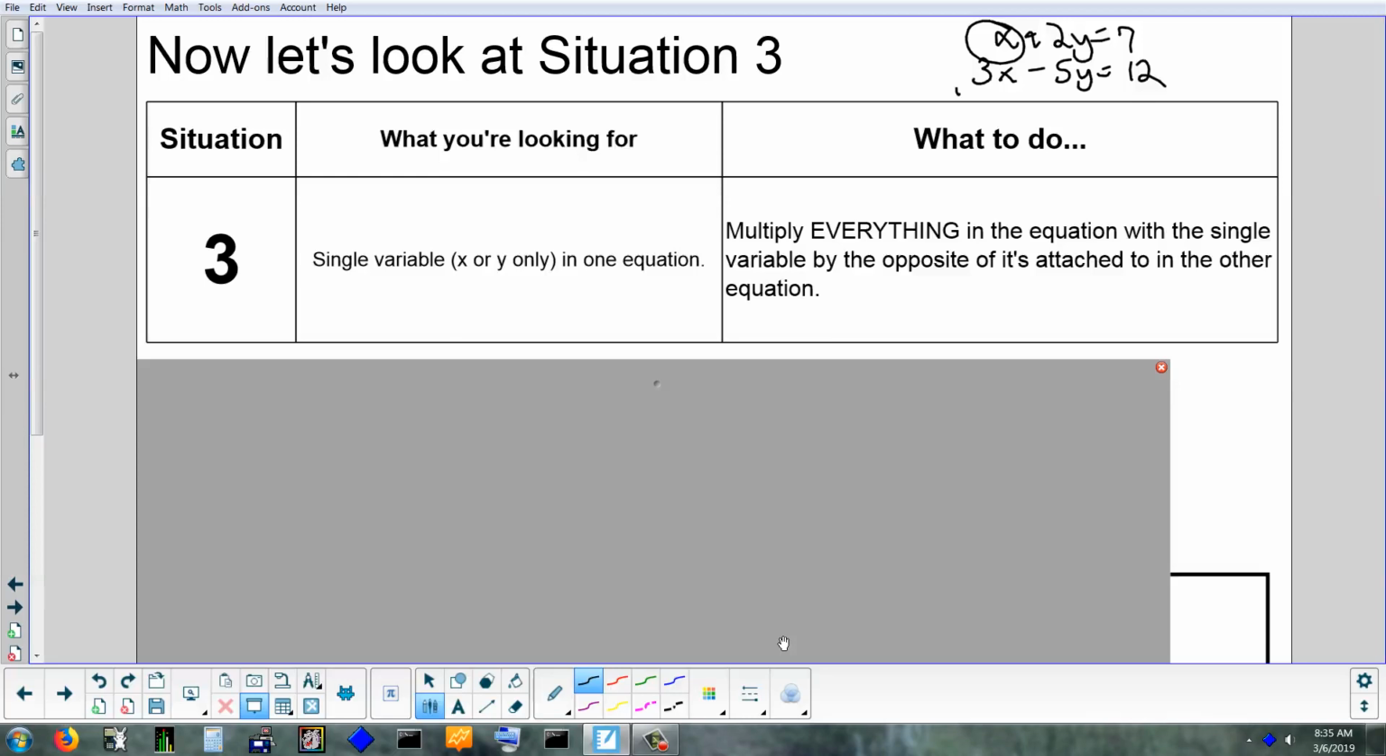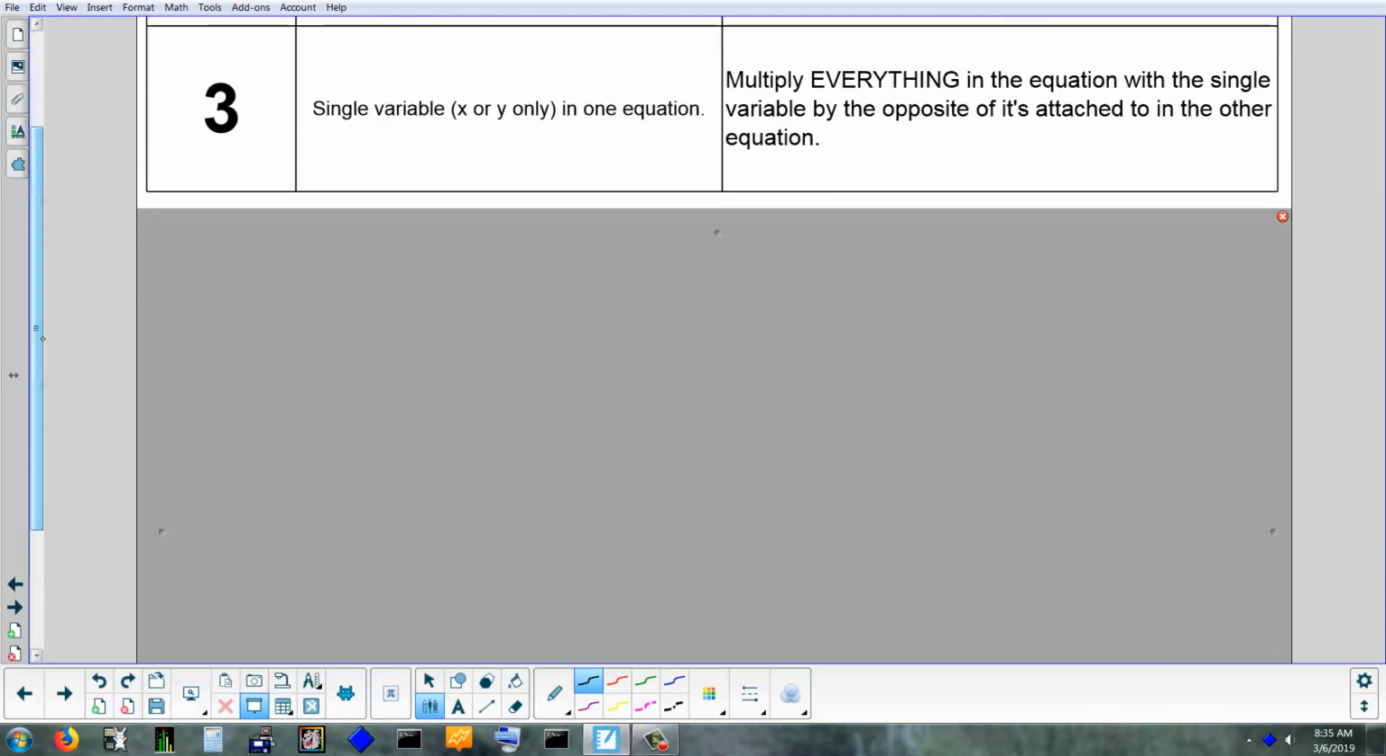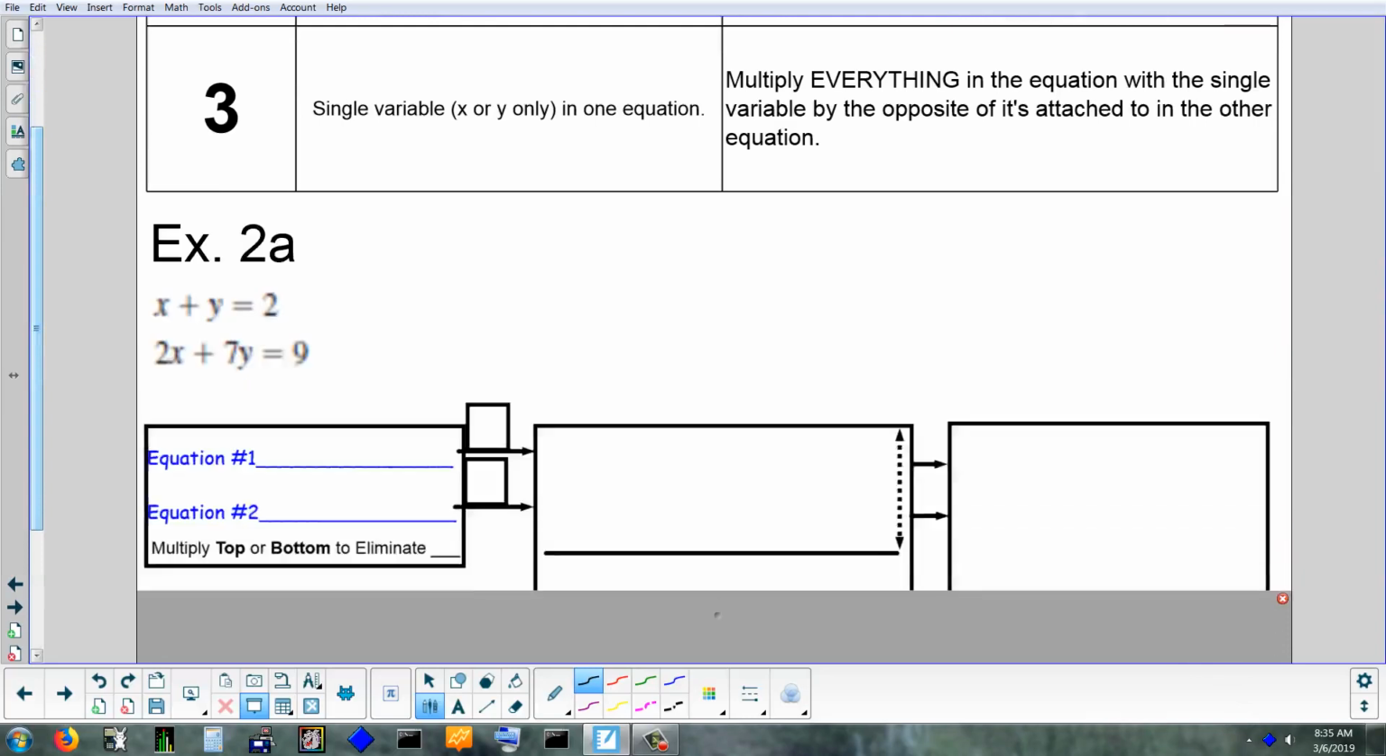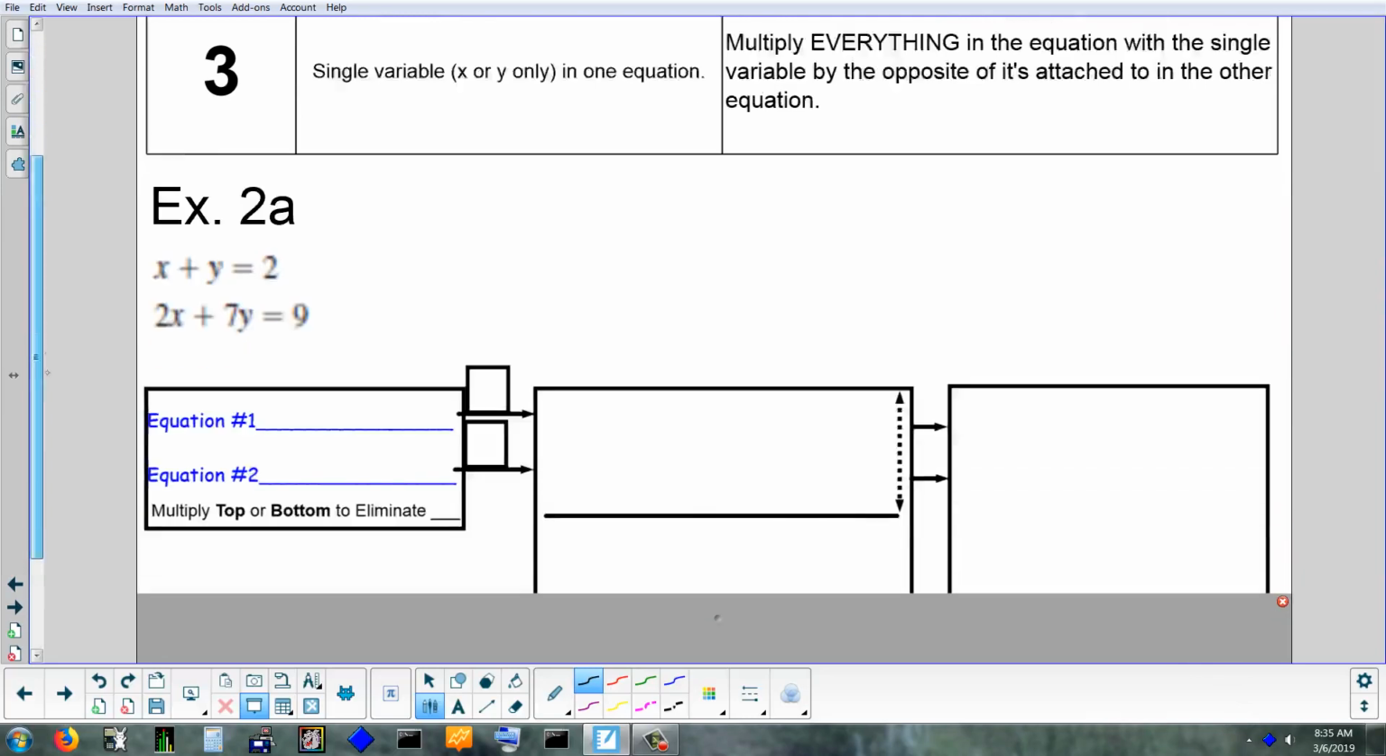And this will be the last situation that we cover today. Then we'll finish off tomorrow with 4 and 5. So we've got a single x or y. I'll scroll up a little bit, guys, so people can finish writing this down. I'll leave it up there so you can. All right, so let's go through.